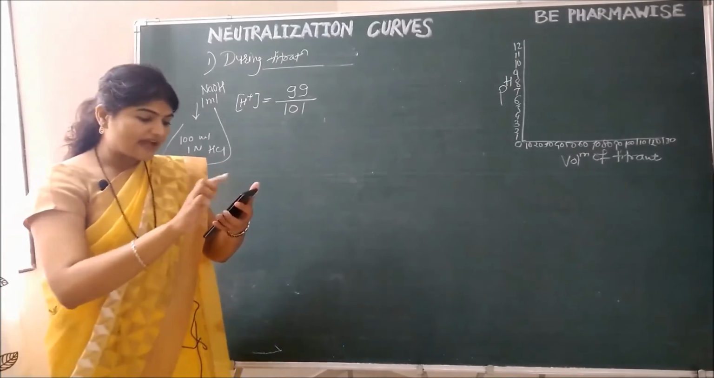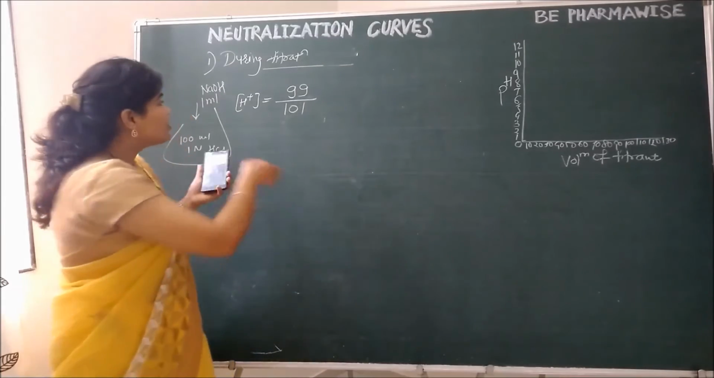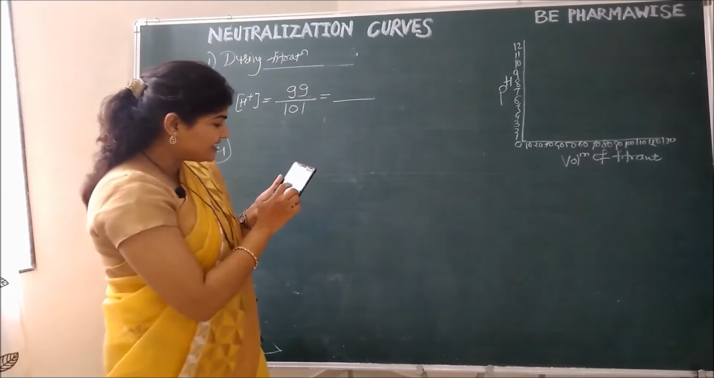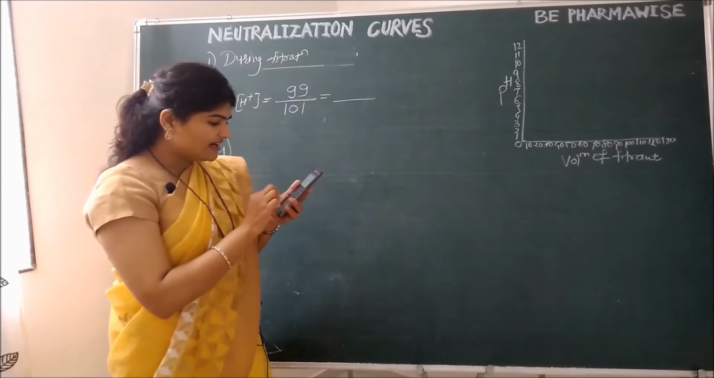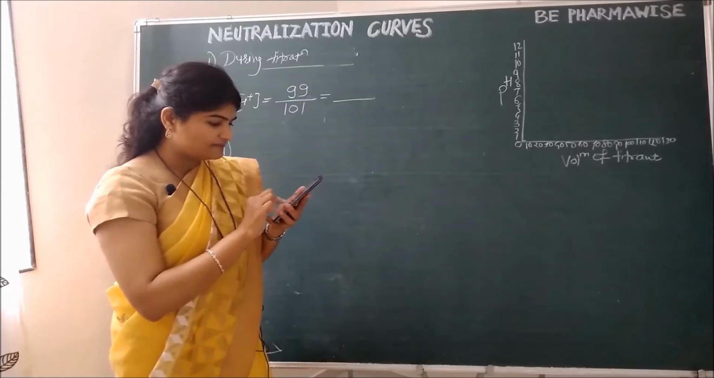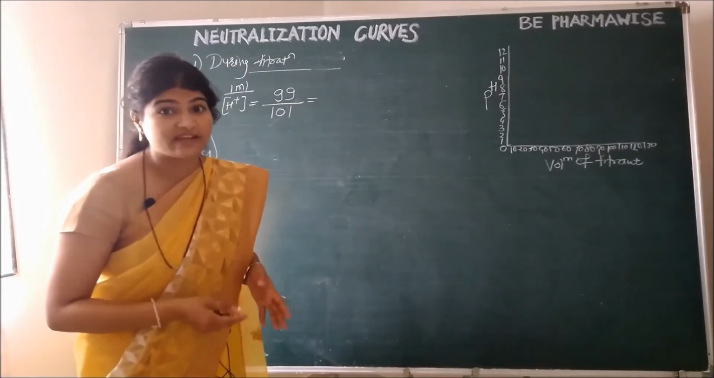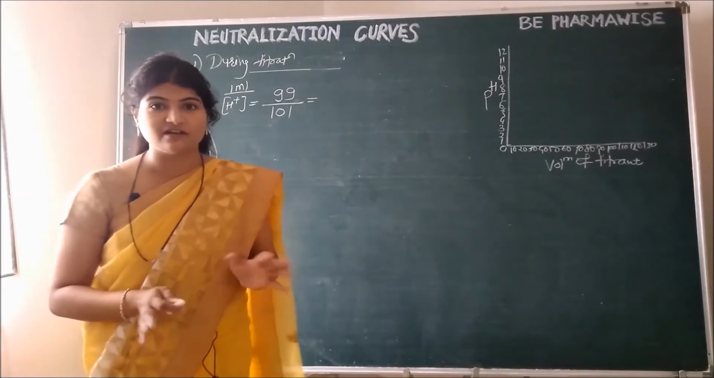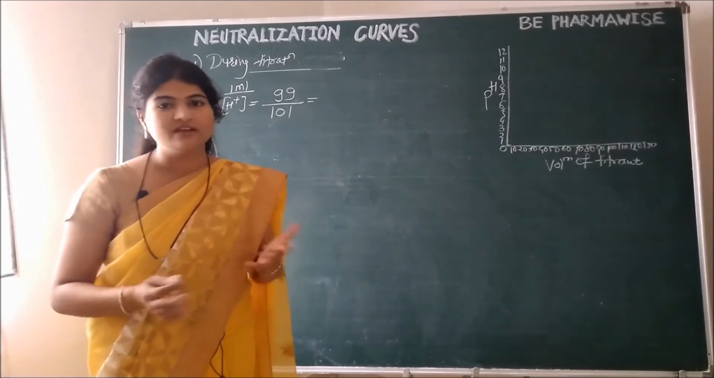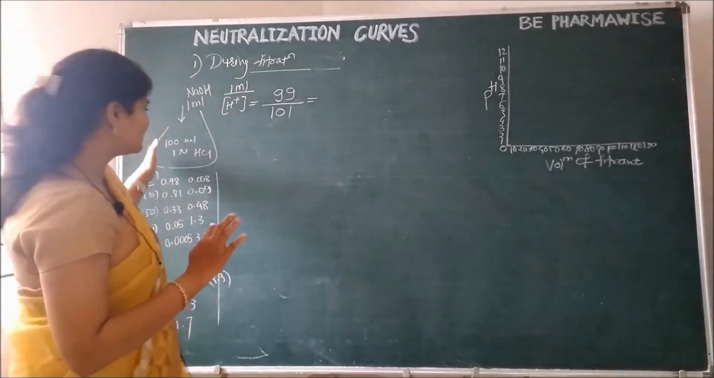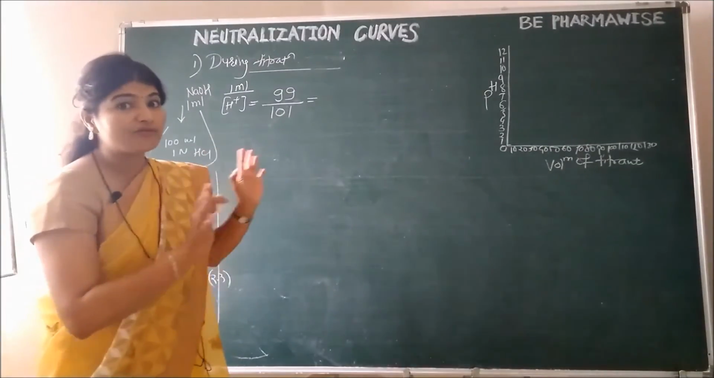Now I will actually calculate what the concentration comes. So if I calculate 99 divided by 101, it comes, I was trying to calculate the values using an old mobile calculator, but it seems that mobile is not working. So I have calculated some values for you, and now we will discuss.